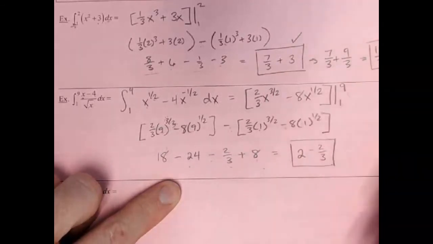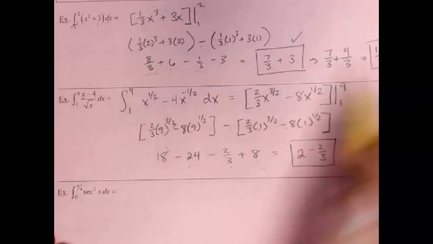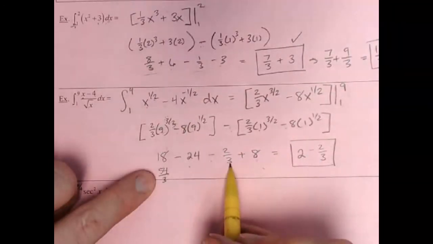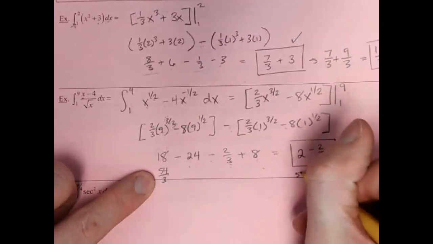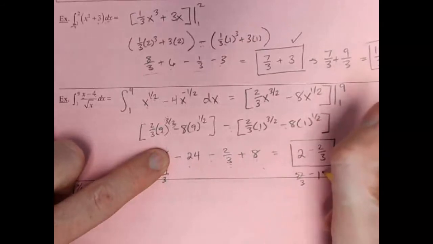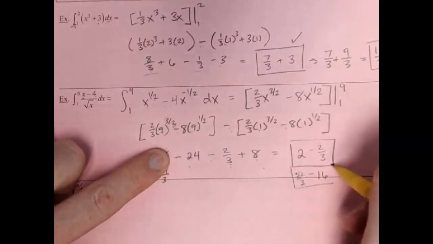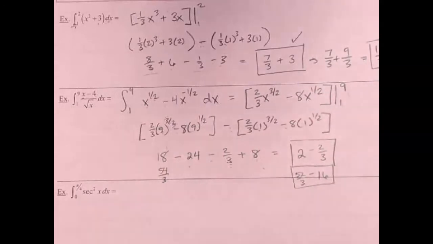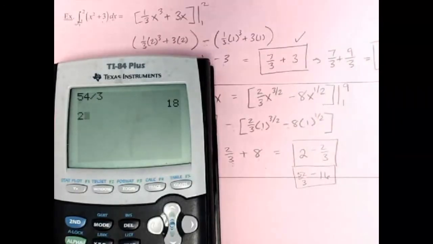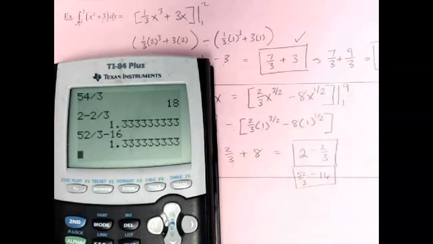So that is a perfectly good way of leaving your answer. By the way, if you had left it as the 54 thirds, let's see what we would have gotten. You would have combined those, so you would have had a 52 thirds, and then you would have had a minus 16. That would also be an equally valid answer. So some of these may look different. Let's check though. If I did 2 minus 2/3, then if I did 52 thirds minus 16, look at that. They are the same thing.